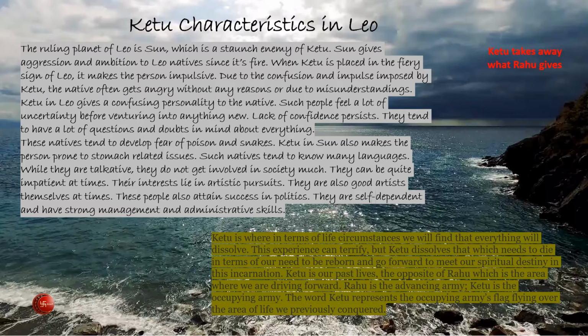And therefore Ketu in Leo gives a confusing personality. Such persons are very uncertain before venturing into anything new. They're not very decisive, and there's a lack of confidence. They tend to have a lot of questions, and they second guess themselves. They have doubts in their minds about everything. The natives develop a fear of poisons and snakes, because we have just come from the Ashlesha Nakshatra, whose deity is the Sarpas and the Nagas, and we are coming into the Gandanta point, which is Magha, so we have a lot of things on our minds.